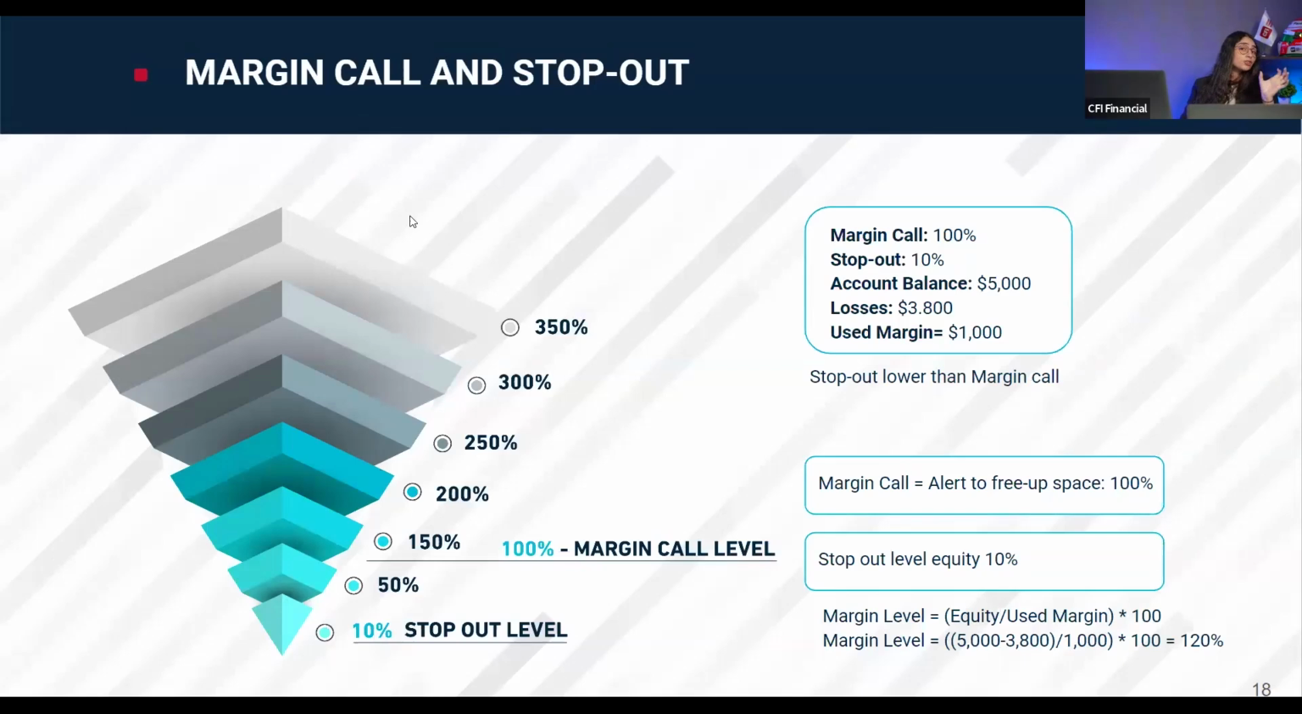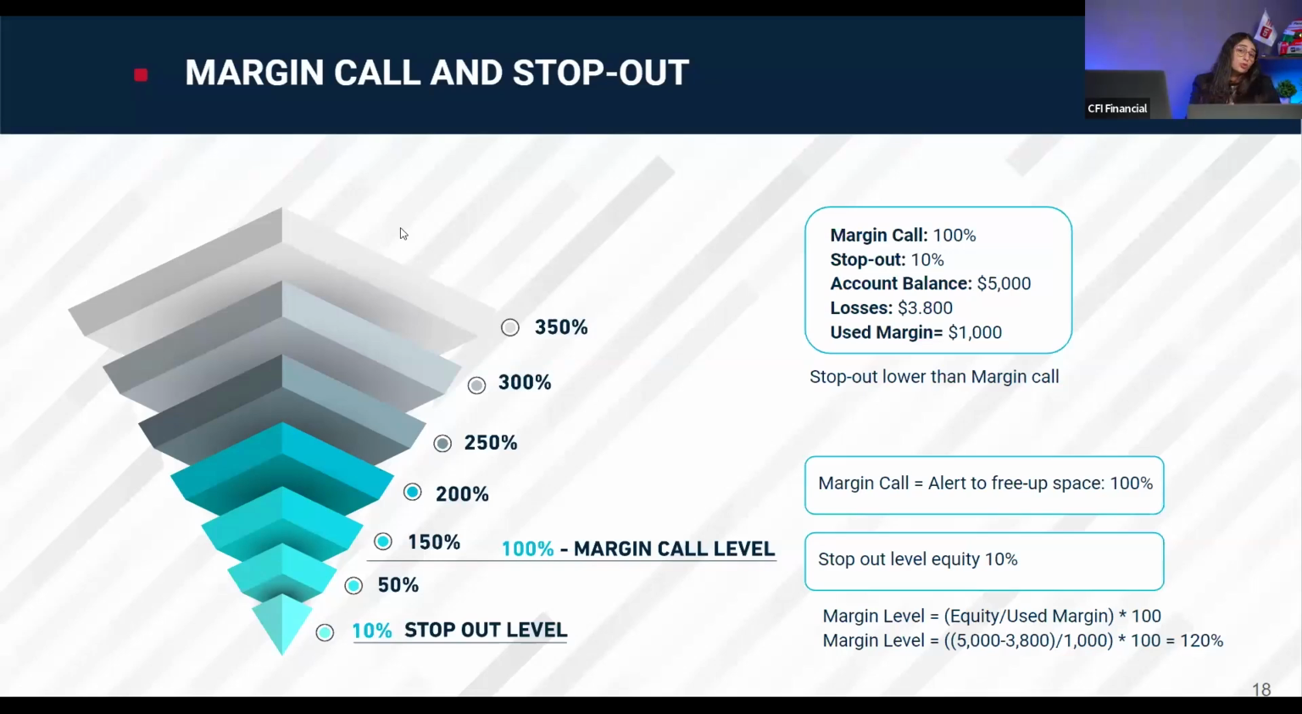When you have a margin call, it's going to be 100%. So the margin level would be equal to 100%. This is called a margin call. If we're talking about the car, when it turns red, it's telling us to put in more fuel so the car can move.